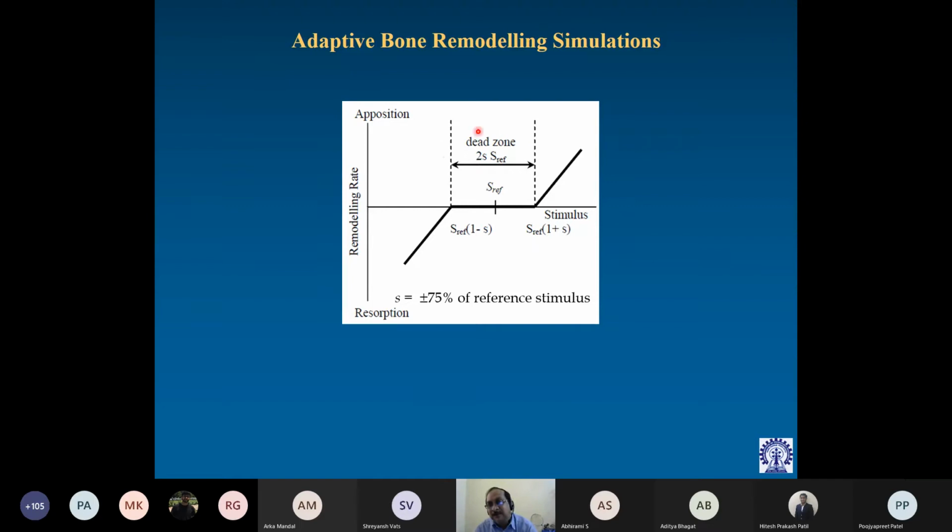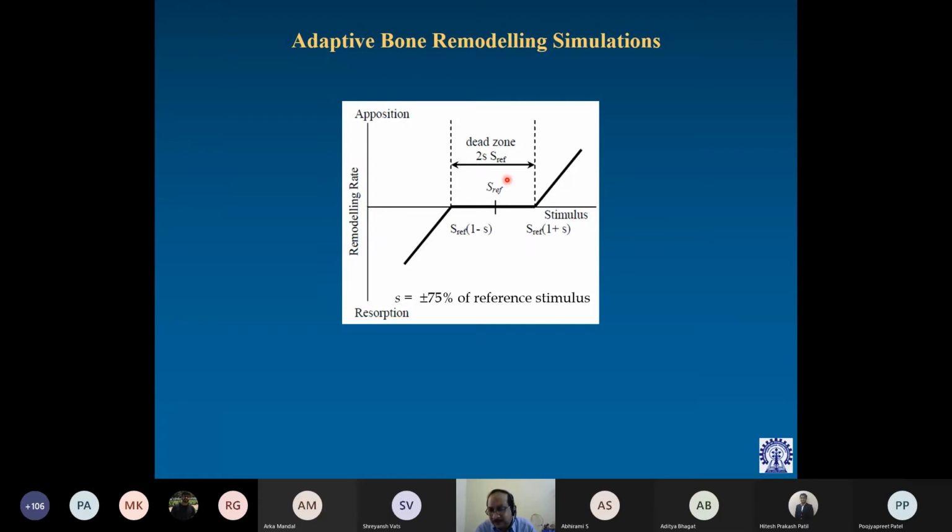Now, if you look carefully into the figure, we have the SREF on the x-axis, but there is a zone which is known as the dead zone, where you can see that there is neither apposition nor resorption, no bone loss or no net bone gain. So a dead zone in this figure means that there is no remodeling, either in the form of loss or in the form of gain, in this particular zone, which is plus minus of the SREF. So that means bone doesn't react to small deviations in the reference stimulus values. Okay.